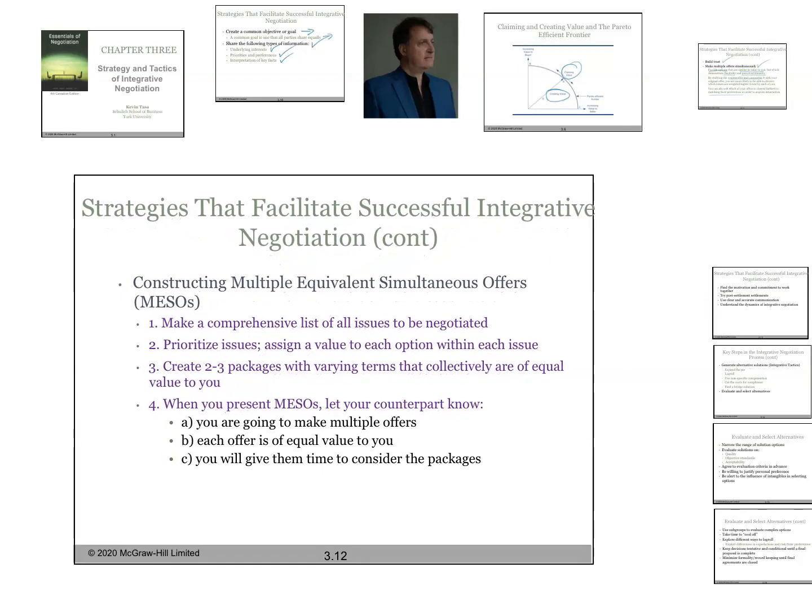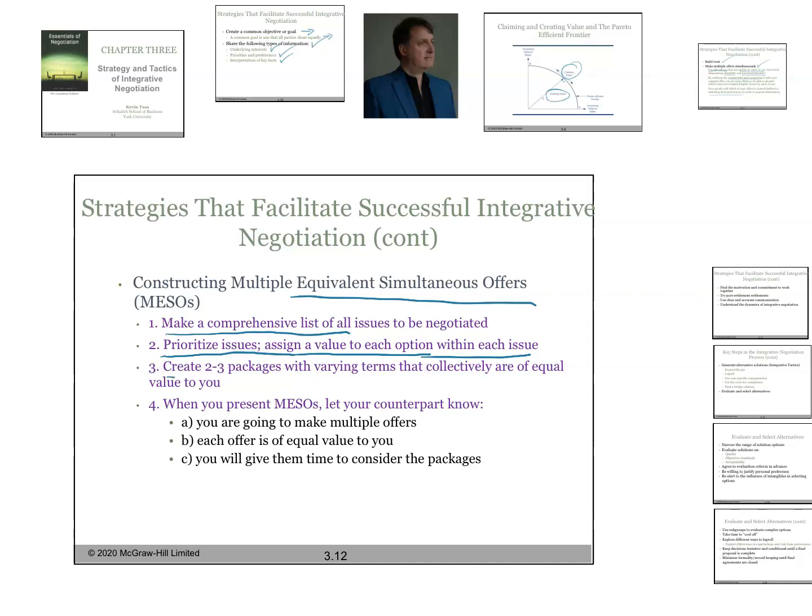Going a little bit further with this, let's have a look at a specific structure for creating multiple what are called equivalent simultaneous offers. What they mean by equivalent is that they're not identical, but they're very similar in value. So what you want to do is make a comprehensive list of the issues that are going to be negotiated. Again, this is if you're doing it close to the beginning. You want to prioritize those issues and assign a value to each option within each issue. So in other words, which option you're providing as a simultaneous offer that addresses those issues.